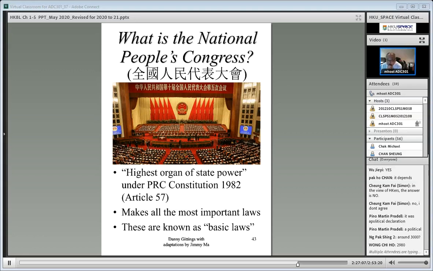And it makes all the most important laws that are known as basic laws. The making of laws follows procedures set down in its rules of procedure. In Hong Kong, you will know that there are three readings: first reading, second reading, and third reading, before a bill can be passed into an ordinance. In the National People's Congress, there's no three readings as such, but in recent times, a draft law, especially important ones, may take two or sometimes three times before it can be passed into law.